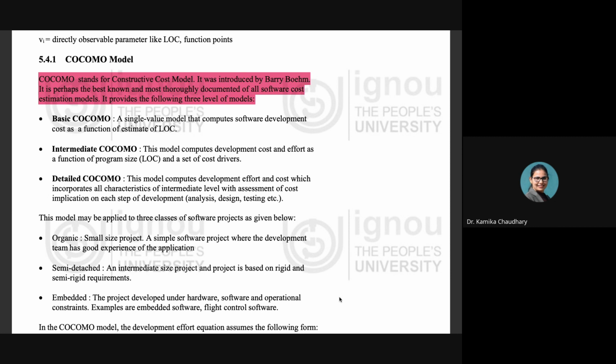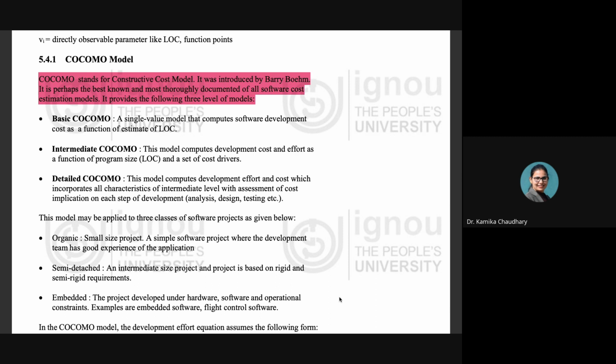Now in the case of the intermediate COCOMO model, this model computes the development cost and the effort as a function of program size and also a set of cost drivers. So in the intermediate COCOMO model, 2 factors are taken into consideration: the size of the program and also the various sets of cost drivers, meaning the cost of various other things, which is computed along with the LOC.